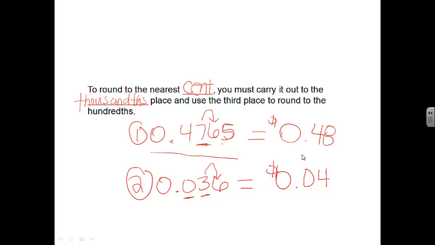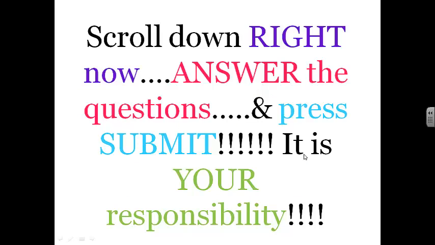Okay? All right, guys, make sure you write down your questions and make sure you scroll down right now. Answer the questions and press submit. It is your responsibility to press submit because if you do not, I will not see it on the Google Doc. And of course, you need to answer the questions to make sure you understand for tomorrow's classwork.